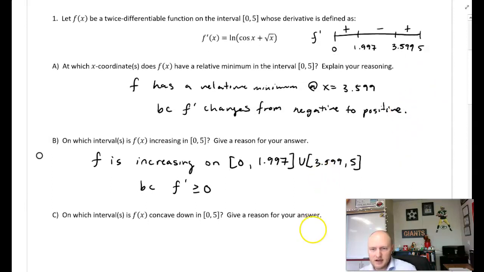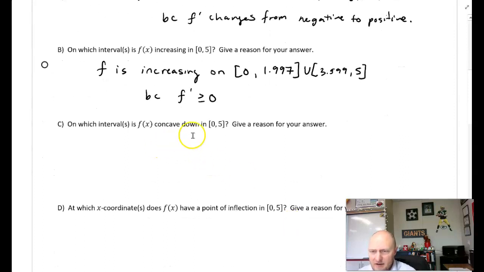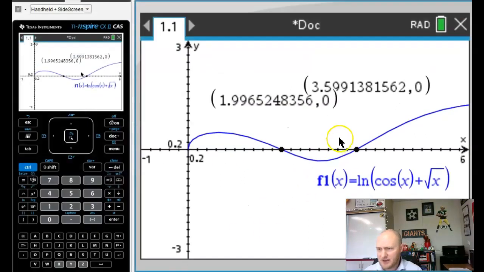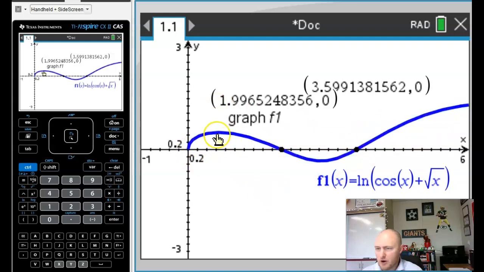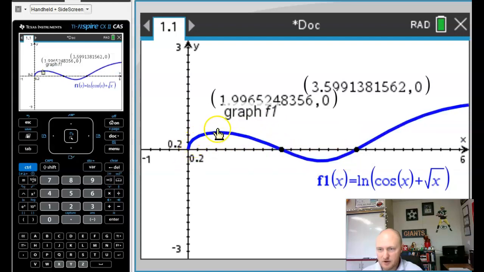All right, next part. On which intervals is f of x concave down in 0 to 5? Concave down. Well, looking at my graph, this is the first derivative. So concave down happens when f double prime is negative. This is f prime. F double prime is going to be the slope of this. So what I need to know is where's my maximum and where's my minimum here, because that's where we change. We are increasing, decreasing, increasing.